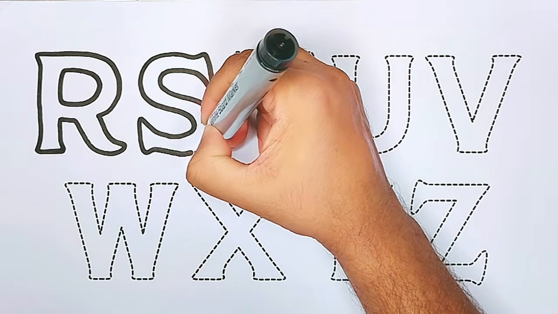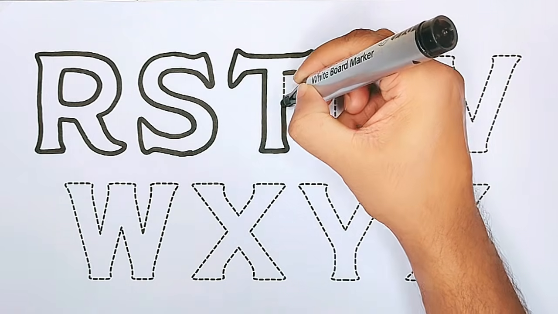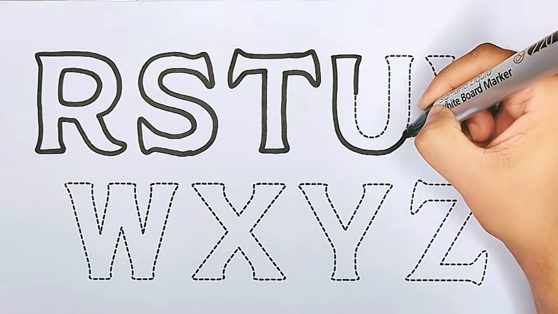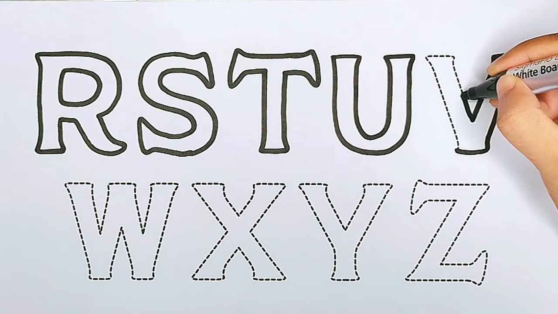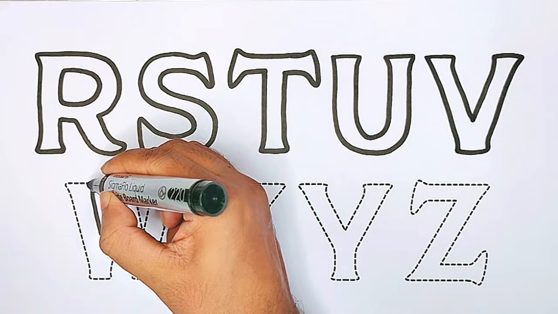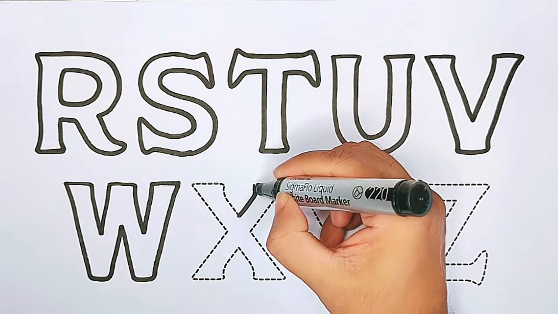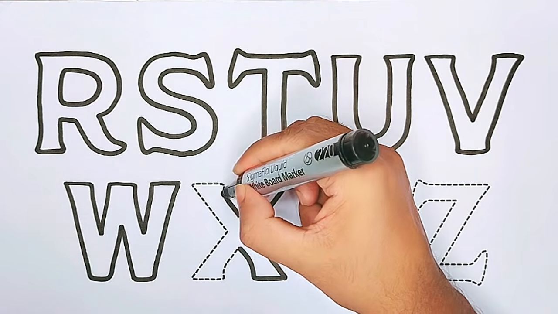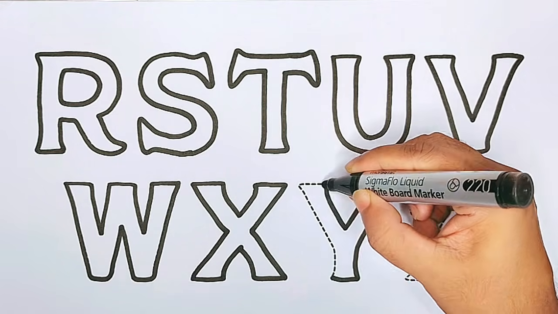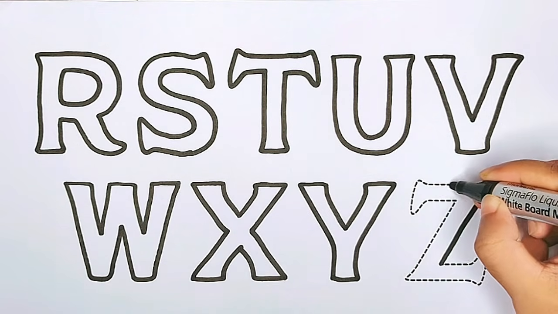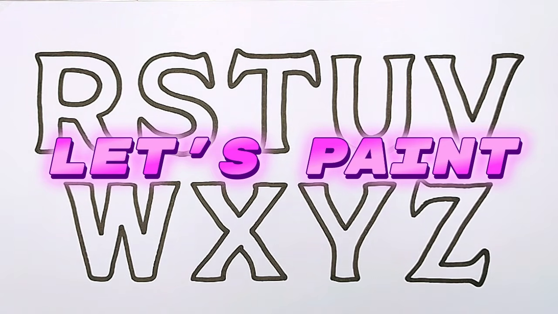S for sheep. T for tortoise. U for urchin. V for violin. W for whale. X for Quebec. Y for yoga. Z for zeppelin. Let's paint.